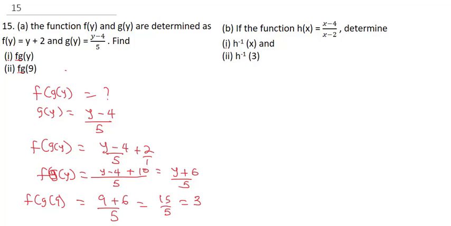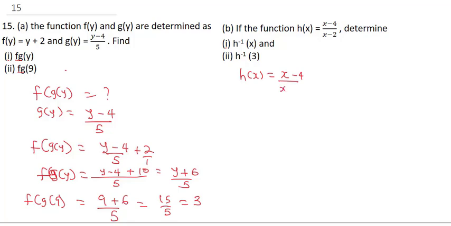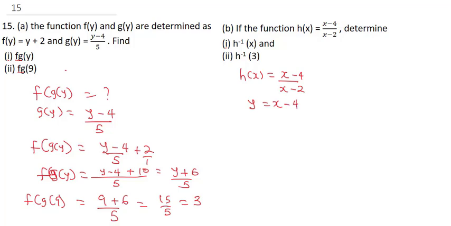Now, question B says, if the function h of x is given as x minus 4 divided by x minus 2, determine h inverse of x and h inverse of 3. So for us to solve for h inverse of x, there are several steps you need to take. First of all, the function says h of x is x minus 4 all over x minus 2. So I'm going to say let y be x minus 4 over x minus 2. So that's my first step.